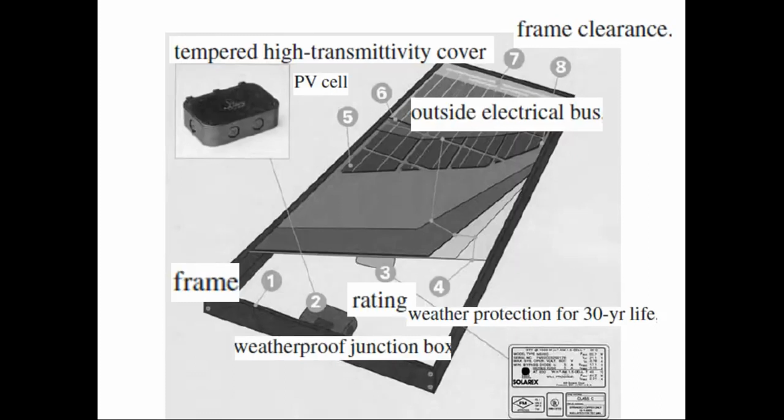If we talk about the back side in detail, we'll go with the framing structure. Then we have the weatherproof junction box, so we can take the terminal out from this module. Then we have the rating of the module, that is the data sheet. You can say a partial data sheet.